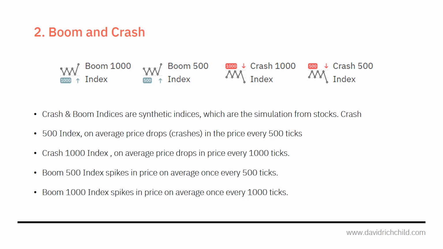Crash 1000 drops in price every 1000 ticks. The Boom 500 index spikes the price up approximately every 500 ticks. And lastly, the Boom 1000 index spikes in price every 1000 ticks.